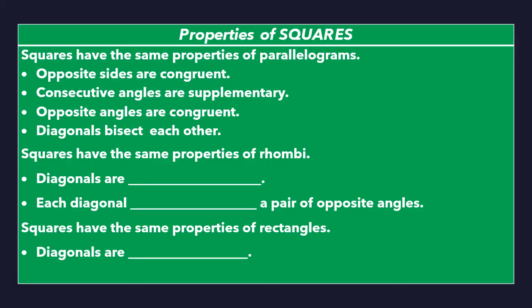And last but not least, squares. Squares basically have all the properties of all the parallelograms. So all the properties exist here. They have the properties of a rhombus, so the diagonals are perpendicular, and each diagonal bisects a pair of opposite angles, and the diagonals are congruent.